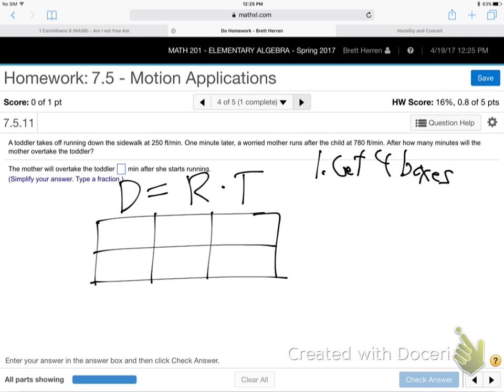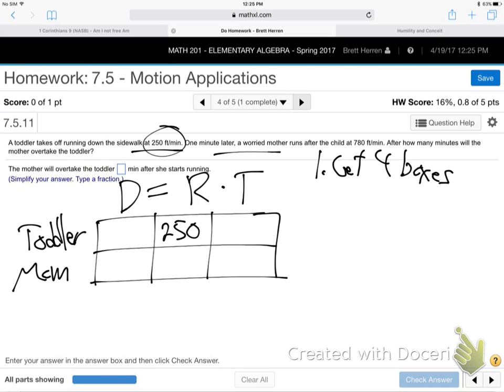All right. So the toddler takes off running down the sidewalk at 250, and then there's the mom. So we have the toddler and the mom. Okay. So the 250 feet per minute, is that a distance, a rate, or a time? That's a rate. That's a speed, like miles per hour, except it's feet per minute. That's how fast the toddler goes. So that's the rate for the toddler. Does that make sense?